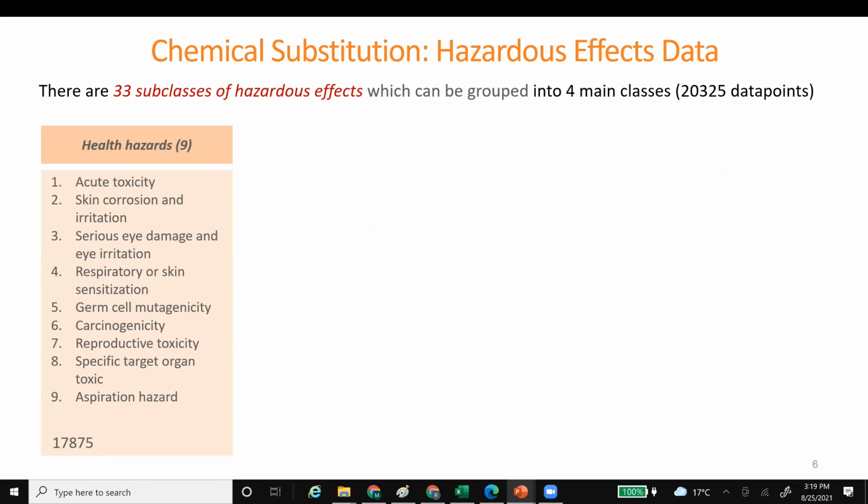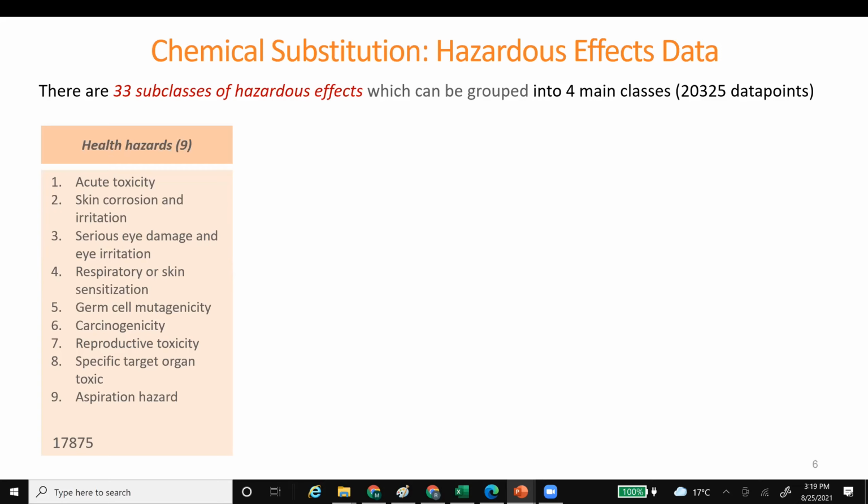Okay, now let's look at some of the data issues. We have collected data for hazardous effects. We have looked at how the hazardous effects are classified mainly into 4 main classes. Within the 4 main classes, there are different subclasses, and counting all the subclasses together, there are 33 subclasses.